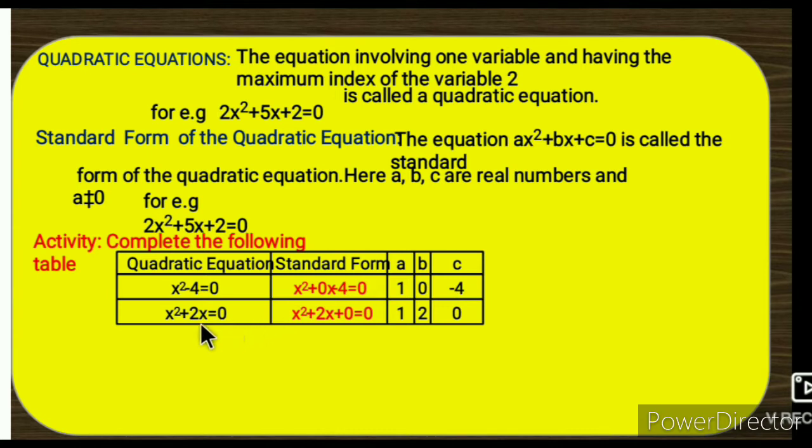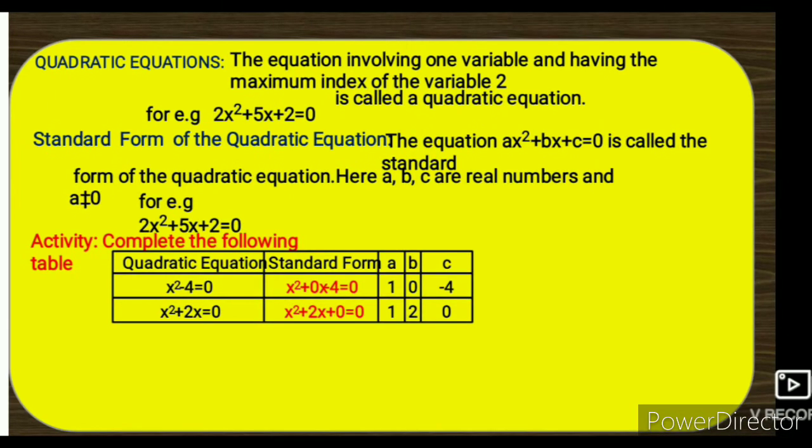The next example is x square plus 2x is equal to 0. In this equation, the constant term is missing, and we take the constant term as 0.